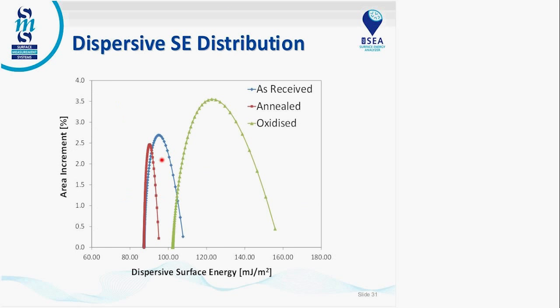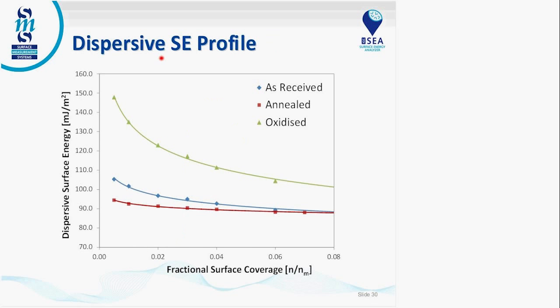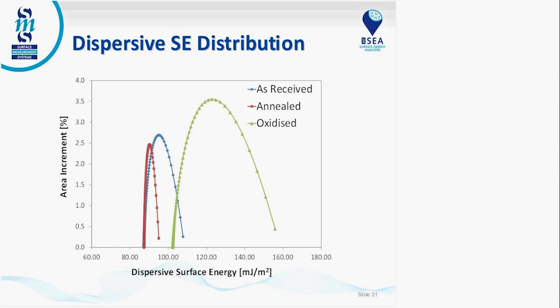We convert that to a distribution, which you may have seen in some of our other presentations. This is essentially taking this, integrating the area under the curve, and getting a very simplified visual distribution function. You can see the annealed has a very narrow and lower energy distribution, whereas the oxidized has a broad distribution of surface energy sites and a broad span of values.